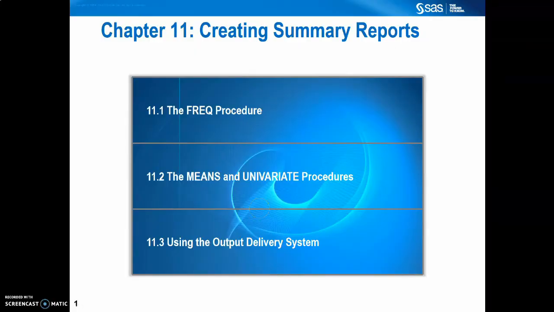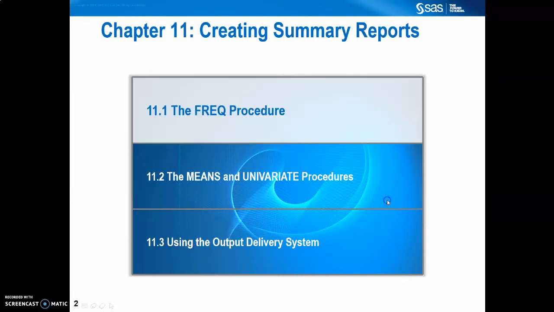Okay, now we are in chapter 11. In chapter 11, we are going to discuss creating summary reports. In this chapter, there are three subtopics to be covered. The first is the FREQ procedure. Second is the MEANS and UNIVARIATE procedures. And the third is using the Output Delivery System.